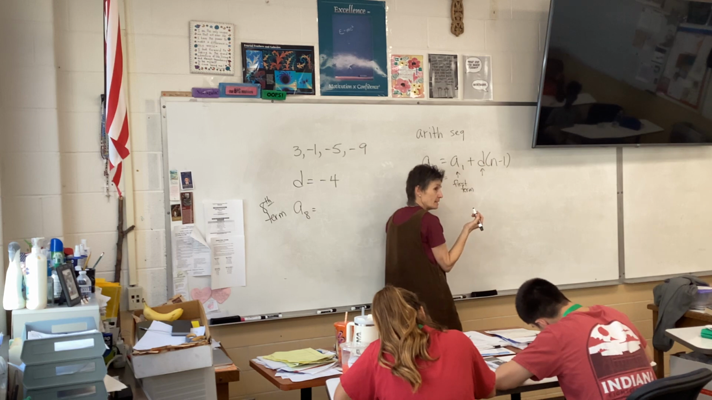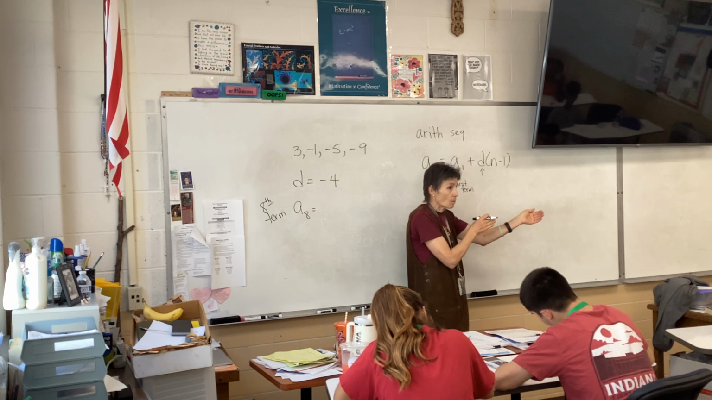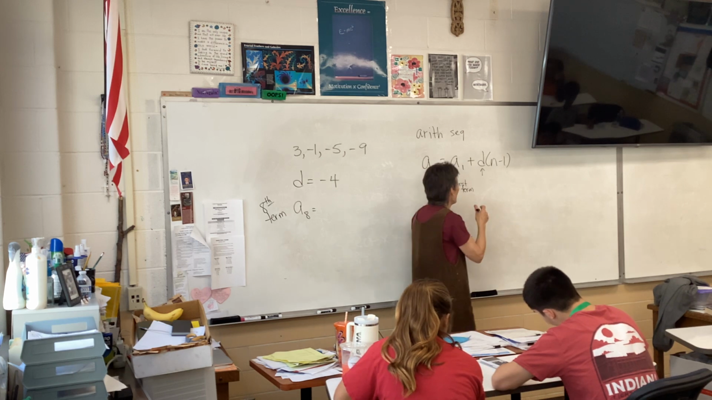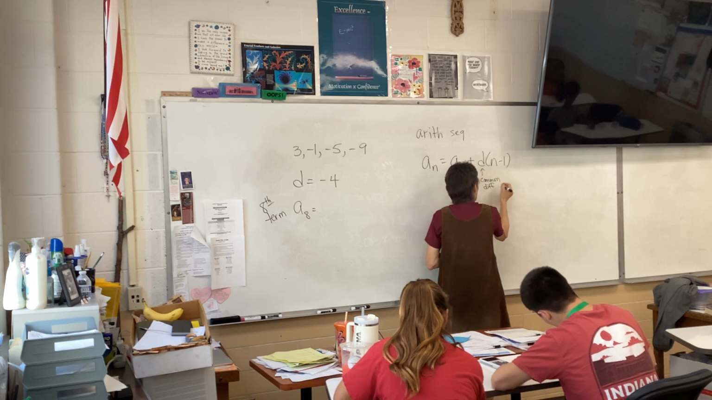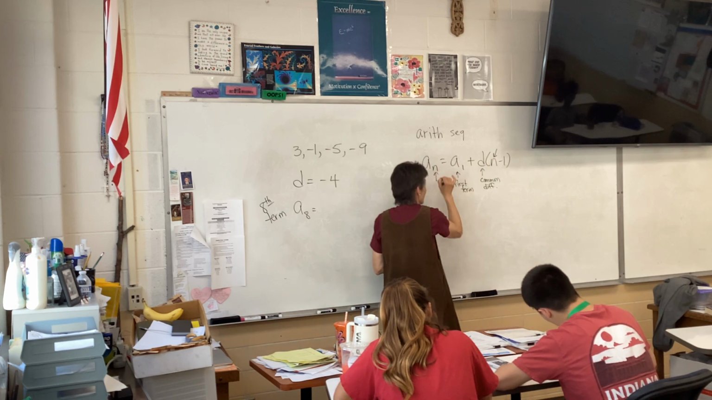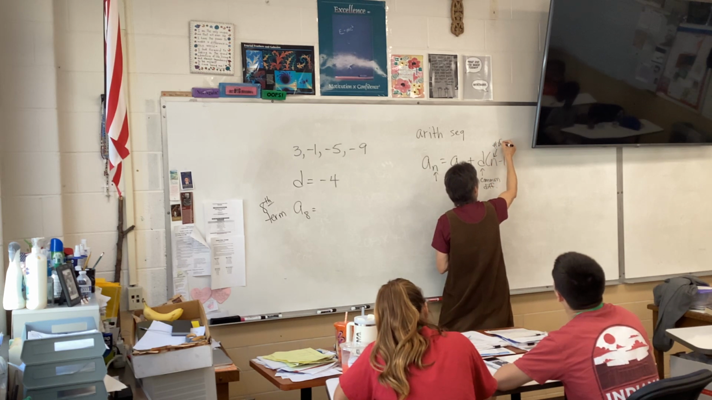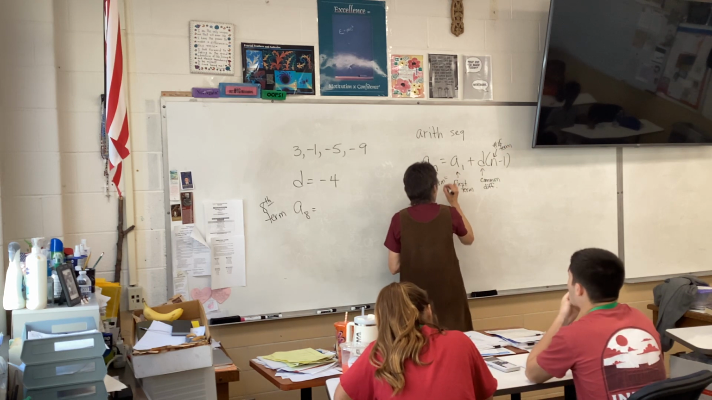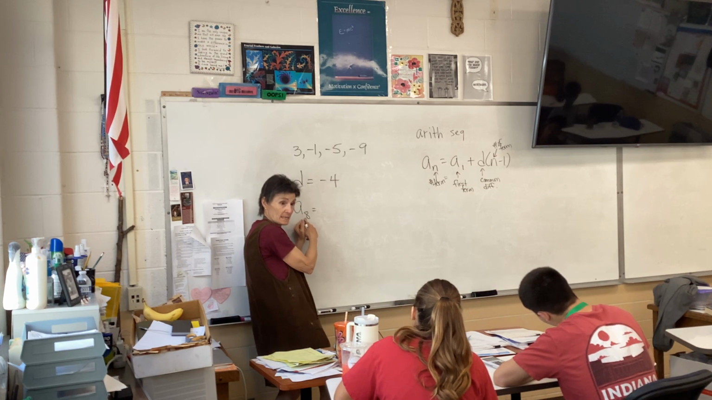D, we already talked about it. D is your common difference, which is the number that you add in the sequence. Every arithmetic sequence is going to have a D, because that's the number that you add. And N is in the formula twice. N is the number of the term. So when it says find A sub 8, then N is 8.